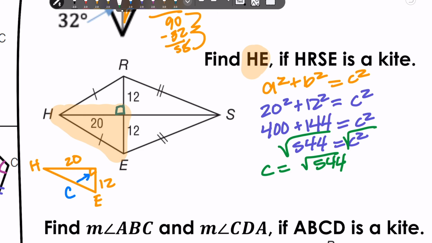Well, we can't leave it like that right now, but if it were to ever ask you for an exact answer, you would leave it in radical form and simplify that radical. And if it asks you for a decimal form, you type it in, and you're going to get that HE is approximately equal to 23 point, let's do the hundredths, 32. If it asks you for the hundredths, you do the hundredths. If it asks you for the tenths, you do the tenths.